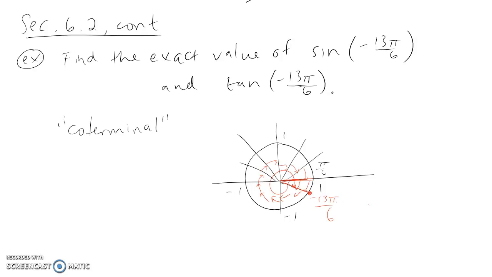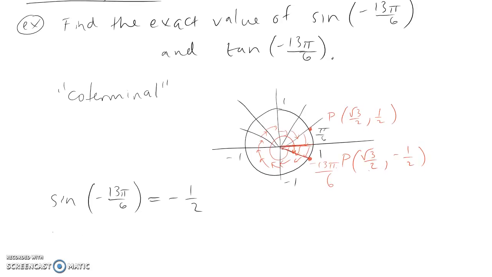And what are the coordinates of its corresponding point? Well, we know that pi over 6 has coordinates square root of 3 over 2, 1/2. Since this multiple of negative 13 pi over 6 is in quadrant 4, it's going to have a positive x but a negative y, right? So if I'm going to look for the sine value of negative 13 pi over 6, remember sine is the y-coordinate, that will be negative 1/2.